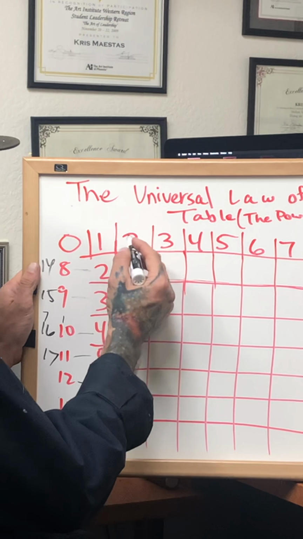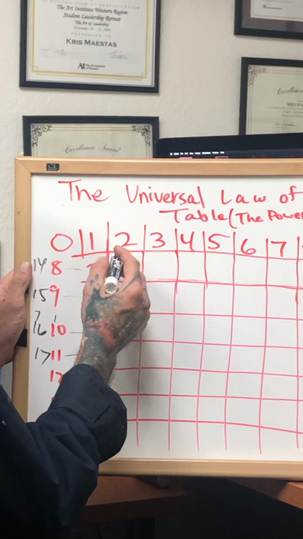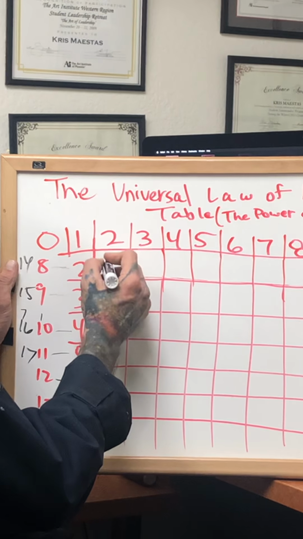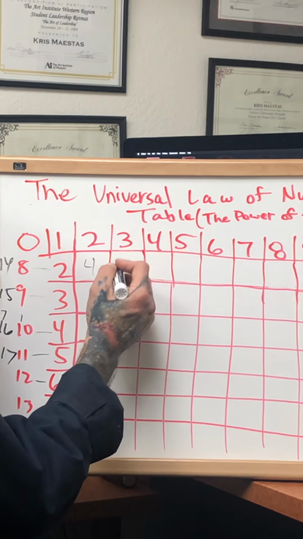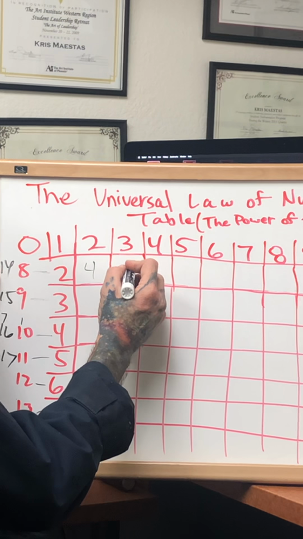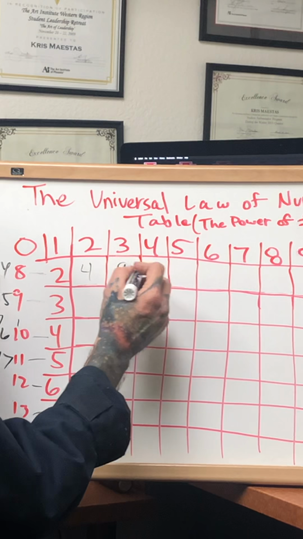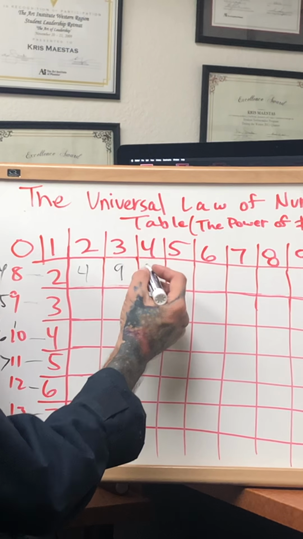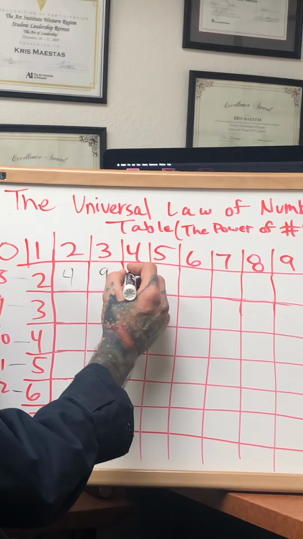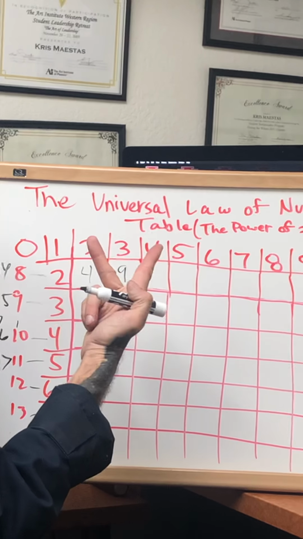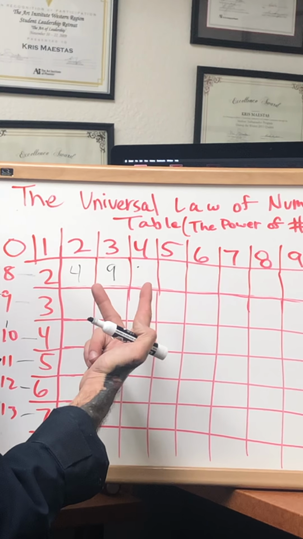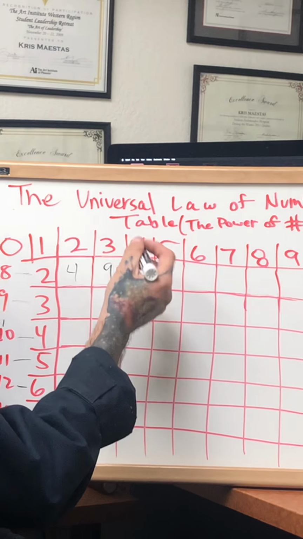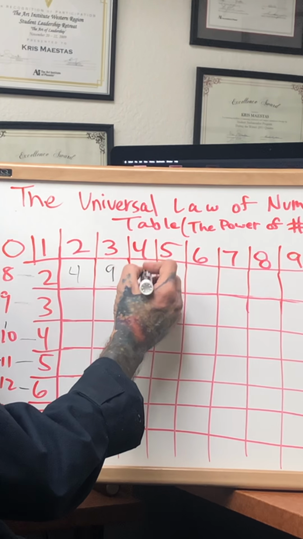So the next row would be 2 to the power of 2. When we do 2 to the power of 2, that's 4. 3 to the power of 2 would be 3 times 3, which is 9. 4 times 4 would be 16, which is 2 digits, so we need to reduce that. 16 would be 1 plus 6, which would be 7.